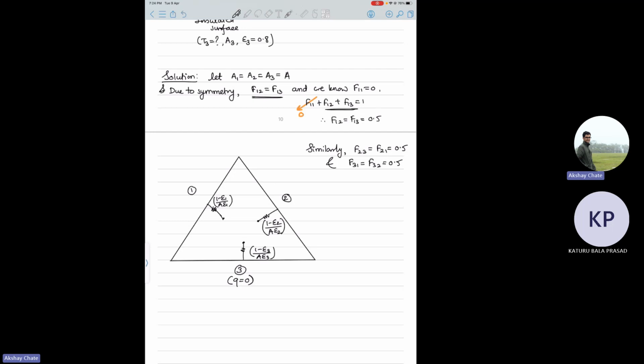If it is a black body, then epsilon is 1, right? So in case of black body, there is no surface resistance. There is only shape resistance. Then the shape resistance will be like this, because these three bodies are seeing each other, right? So there will be a triangle like this.